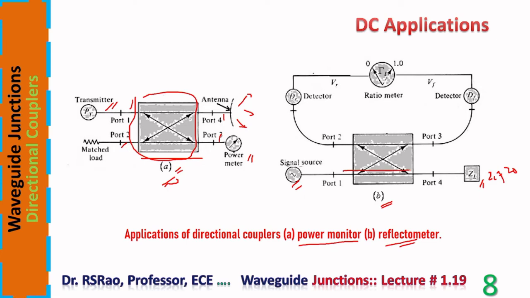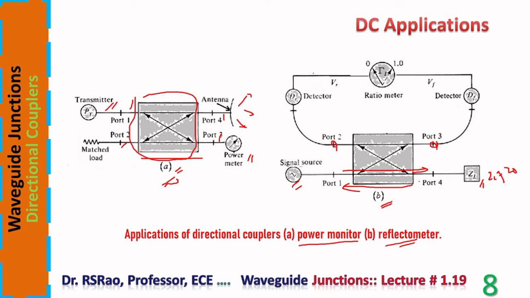One wave is called the forward wave, or incident wave. Another wave is called the reflected wave. A part of the forward wave is sampled and it is available at port 3. A part of the reverse wave is sampled, diverted, and that power is available at port 2.